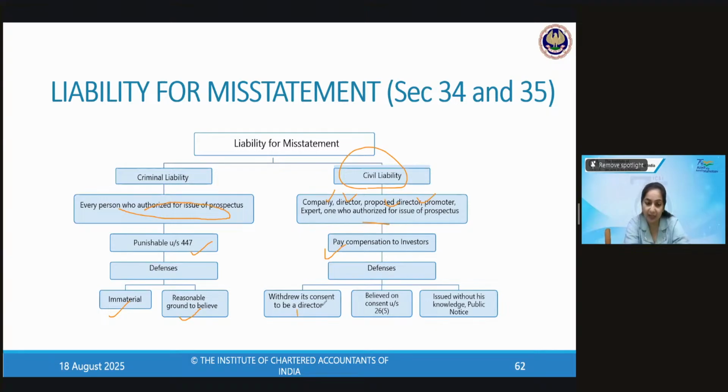And what is the defense? I have withdrawn my consent to act as a director. I believed on consent under Section 26(5), that is the expert's consent, and it was issued without my knowledge. Like the London example we have done, that I was in London and the director was in London. He never knew that the company is issuing the prospectus. Then he gave a public notice in the newspaper and withdrew.